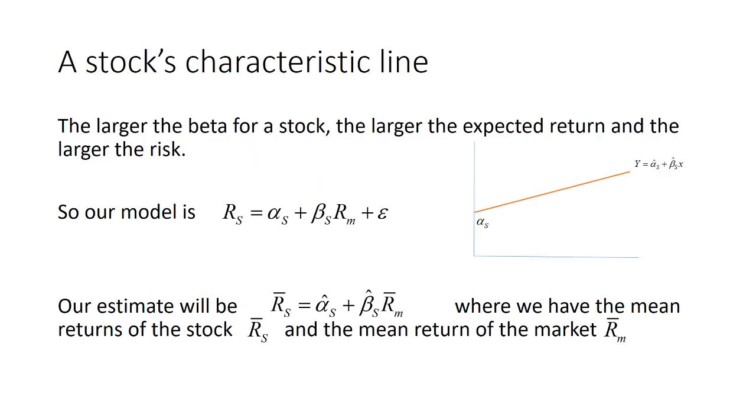So what we have here is the stock's characteristic line. The larger the beta of a stock, the larger the expected return, the larger the risk, and the larger and steeper the slope. So that's our model, alpha s plus beta s Rm plus epsilon. I don't know if you remember that on your calculator. If you look at it, you can fit an equation y equals a plus bx as one of your choices, and it kind of goes back to statistics that a's parameter would be alpha. And our estimate will be the mean, that's where the bar is over the stock return, and that's equal to our estimate for alpha plus our estimate for beta times the mean return of the stock market.